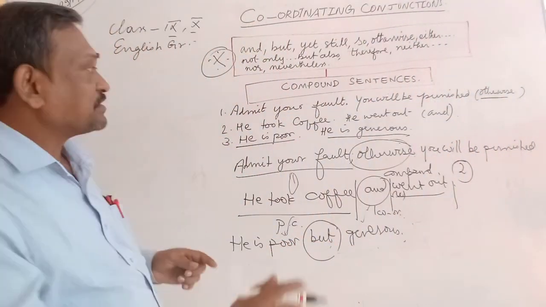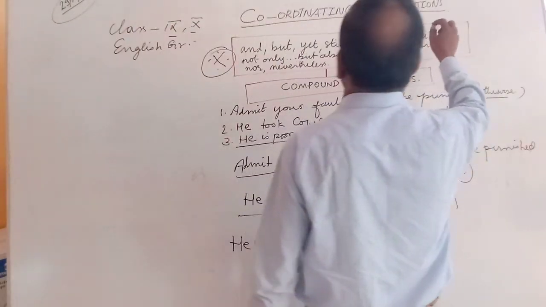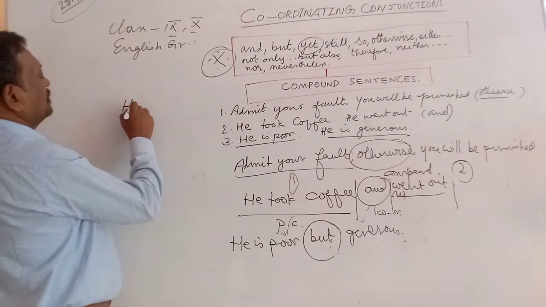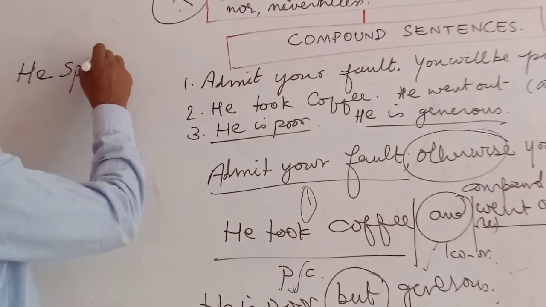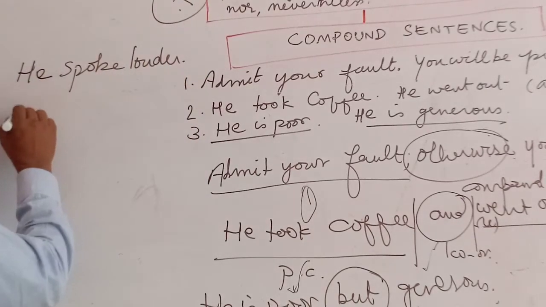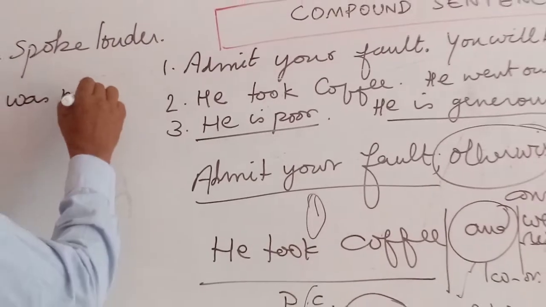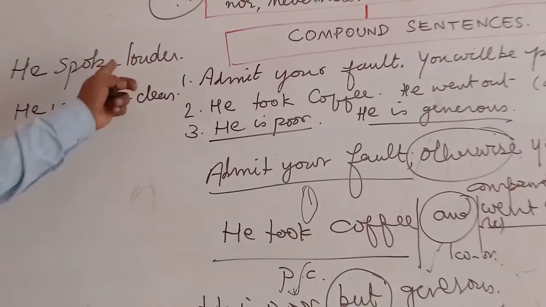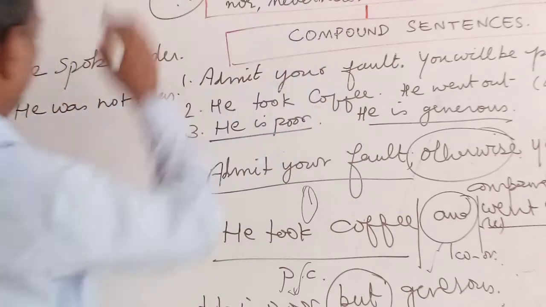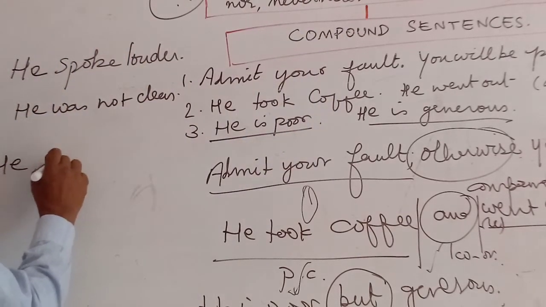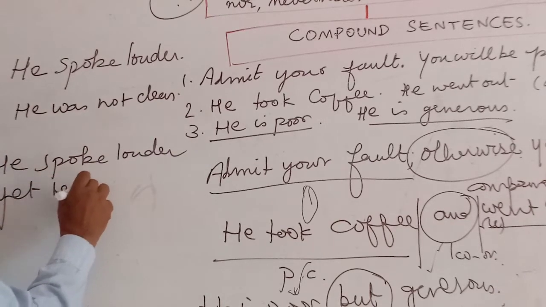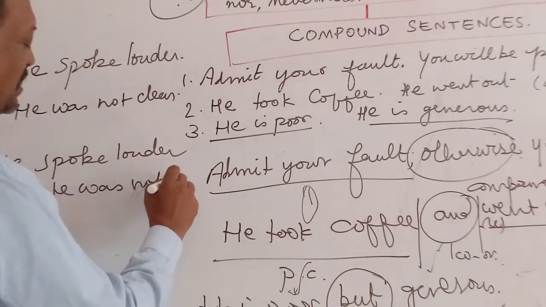So now I may give you one more sentence. Let's take any one of these conjunctions: yet. He spoke louder. This is one principal clause. He was not clear. This is another sentence. He spoke louder. He was not clear. So I am going to take this conjunction, that is "yet". He spoke louder, yet he was not clear.